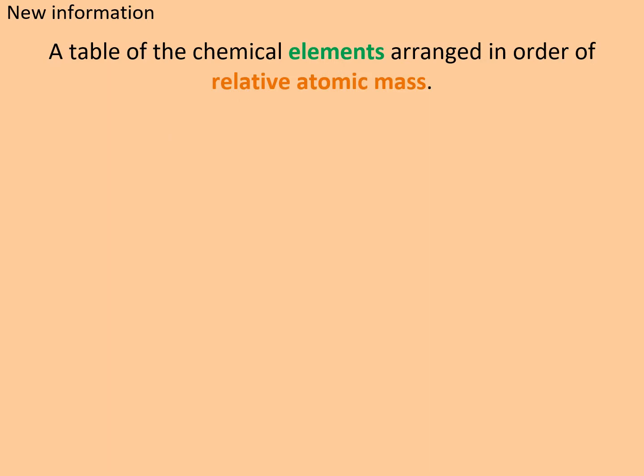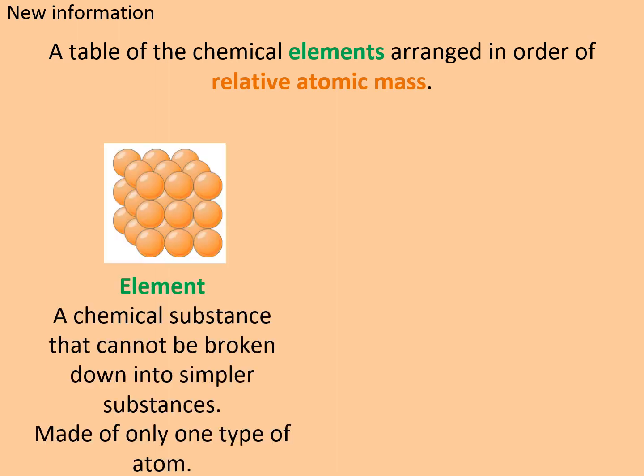So the periodic table is this: a table of the chemical elements arranged in order of relative atomic mass. So they get larger in terms of their mass as you go from left to right and down through the periodic table. That's how we organize them.